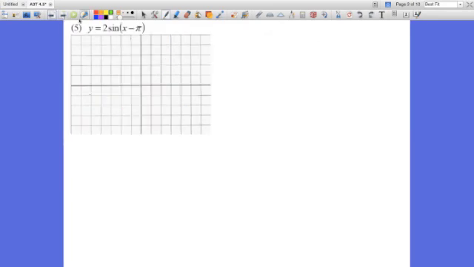Let's see. Our amplitude in this case is 2 here, and it's a positive curve, so we're going to go up first and then down. Period is 2 pi over b. B in this case is, what is this? 1, right? Because we don't have any other number there. So 2 pi over 1 is just 2 pi.